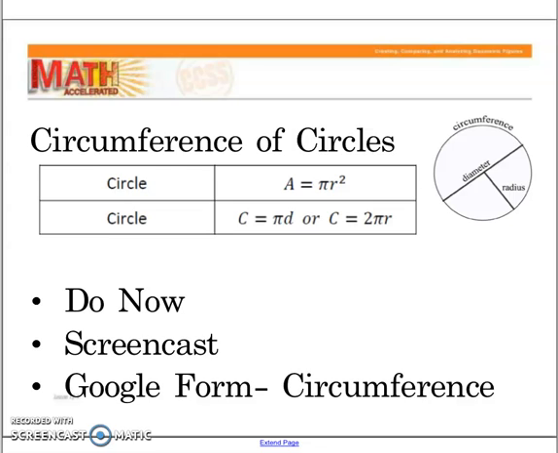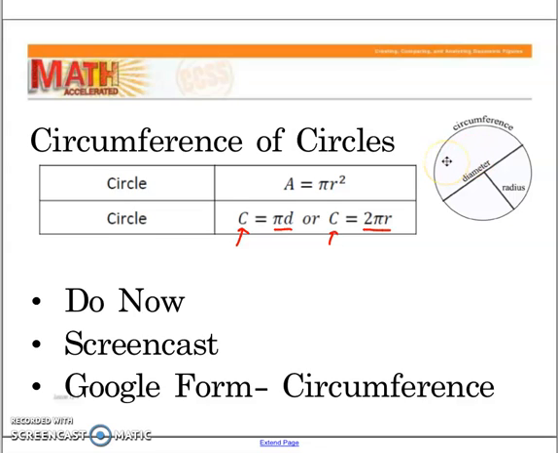We are now beginning geometry. In today's lesson we're going to talk about the circumference of circles. So we're going to use two formulas. The formulas are circumference, or capital C, equals pi times the diameter, d is for diameter, or circumference equals 2 pi times the radius, r is the radius.